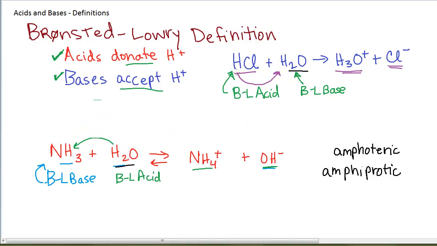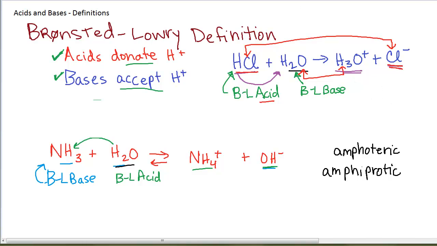One of the things that we talked about is that HCl donates an H+, that's why we're labeling it as the acid, and what it becomes once it donates that H+ is the Cl-. These two are related to each other in this reaction. Once H2O accepts the H+, it becomes H3O+. These two are related to each other in this reaction.